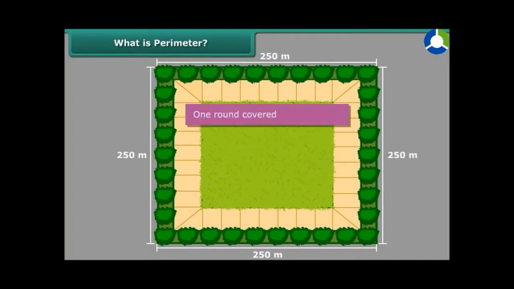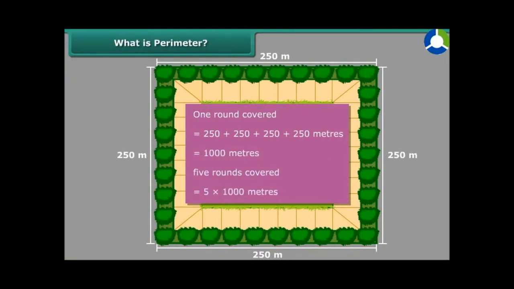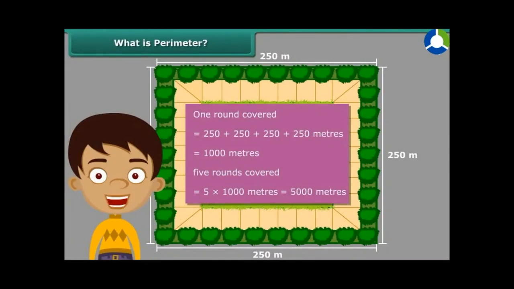Thus, in one round, you covered 250 plus 250 plus 250 plus 250 meters, that is 1000 meters. Therefore, in 5 rounds, you covered 5 into 1000 meters, that is 5000 meters or 5 kilometers. Now you're ready to answer your mother's question.